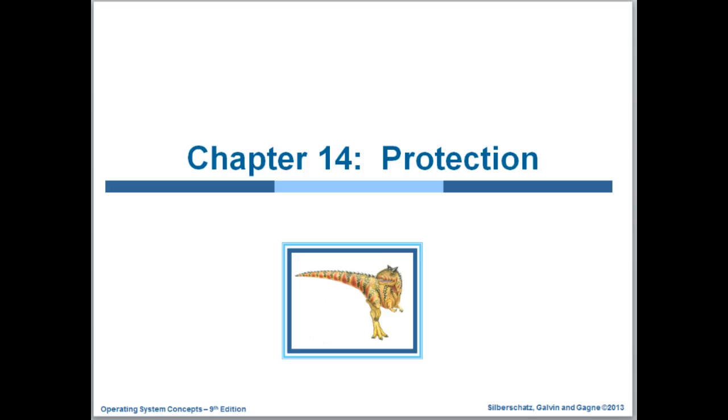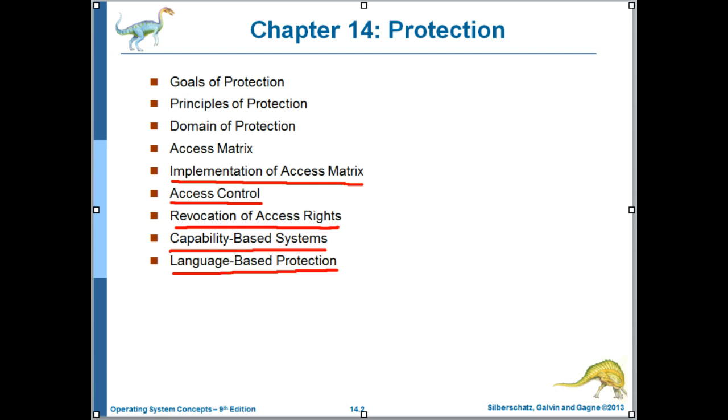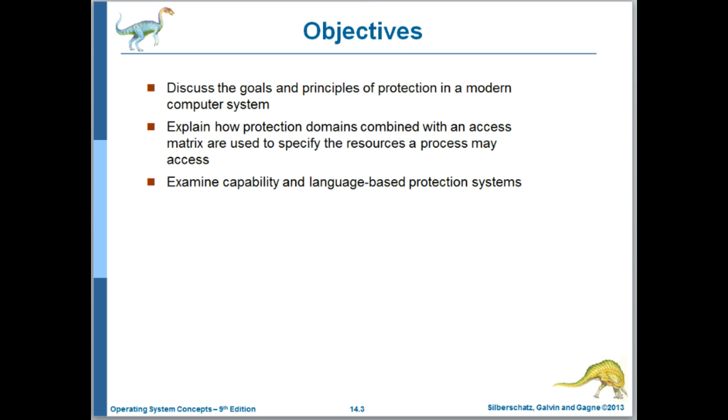Today we're continuing along with protection in operating systems. So today we'll look at how an access matrix can be implemented, access control, revocation of rights, and then capability-based systems and language-based protection. Here are the chapter objectives.